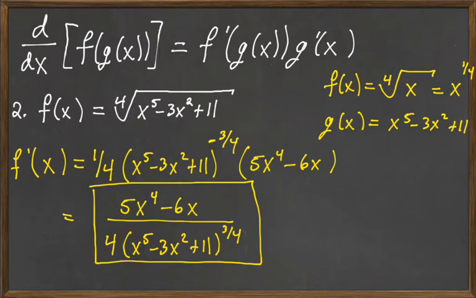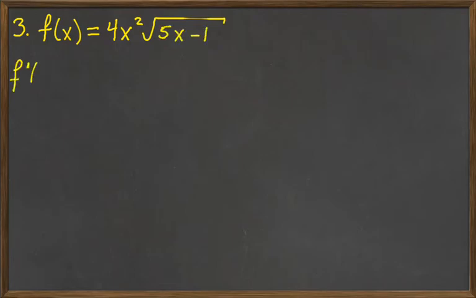and we're going to do some little bit more advanced problems. We're going to do one with the product rule and chain rule, and then quotient rule and chain rule. So number 3 here, we're going to look at 4x squared times the square root of 5x minus 1. So we have two functions here.